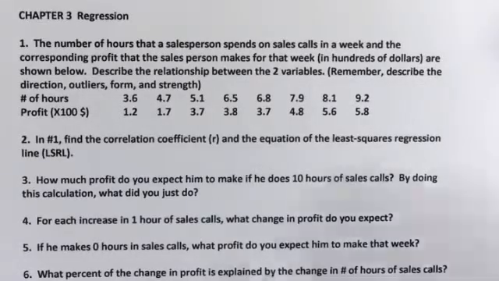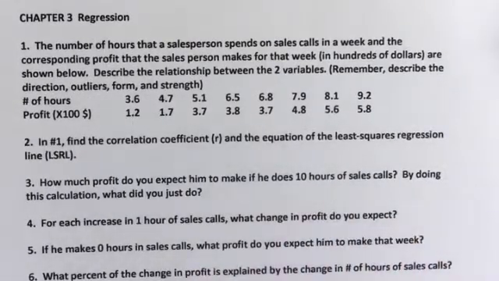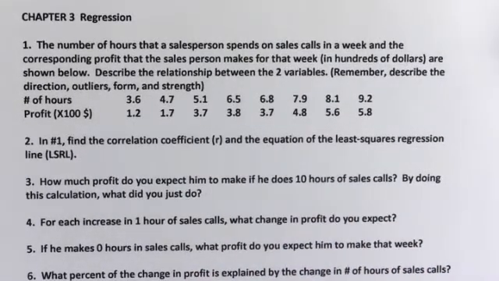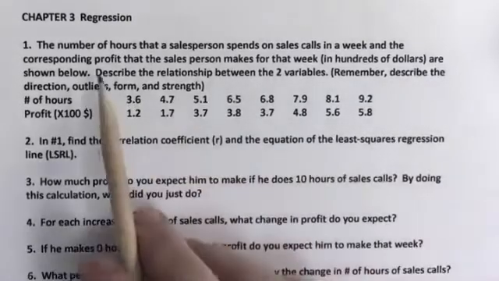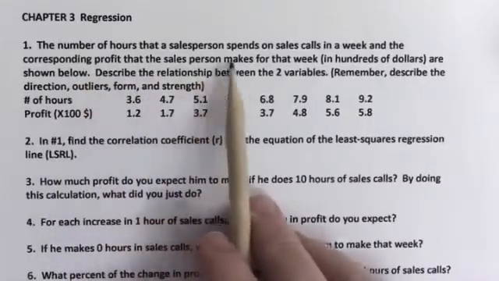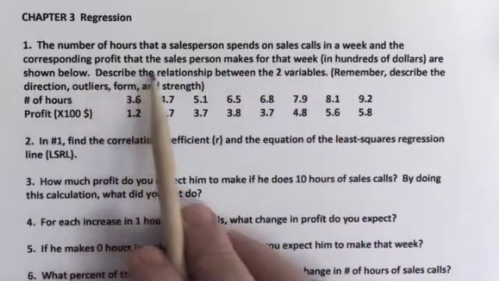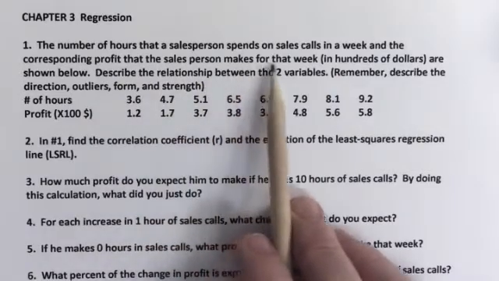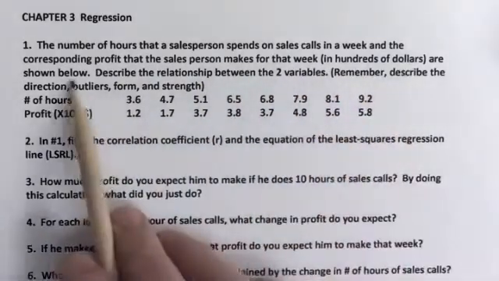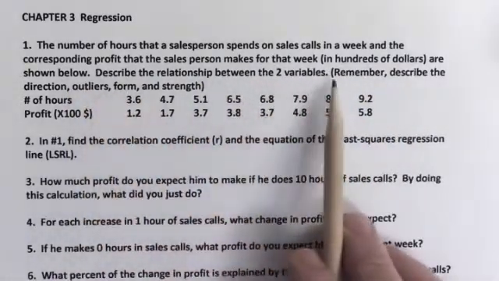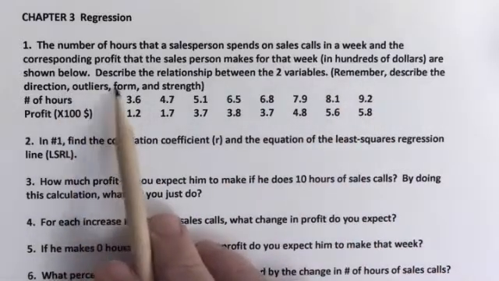Hello, we will now do a nice little review of chapter 3, which deals with regression, primarily linear regression. So let's look at this problem. It says the number of hours that a salesperson spends on sales calls in a week and the corresponding profit that the salesperson makes for that week in hundreds of dollars are shown below. Describe the relationship between the two variables. Remember to describe the direction, outliers, form, and strengths.